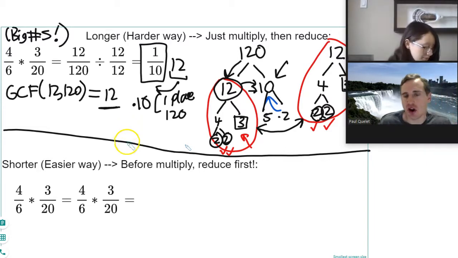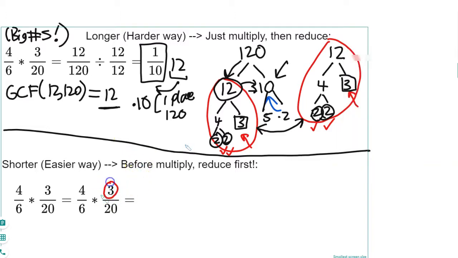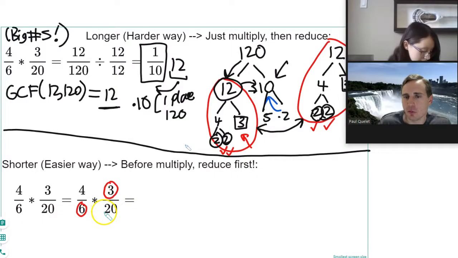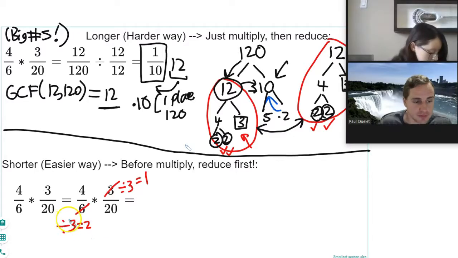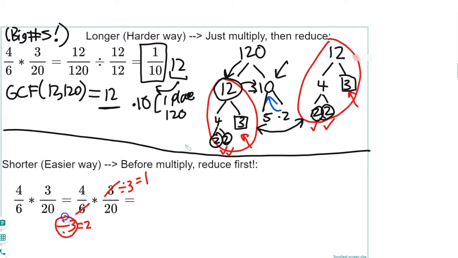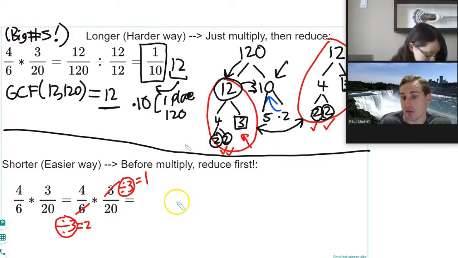So let me just get you started here. Here's an example. Do you see that 3 and 6 have a common factor? Yes. What is that common factor? 3. So we could divide this by 3 and get 1. And then we could divide this by 3 and get 2. You agree? Yeah. Okay. So there we go. Now it turns out we might not be done.